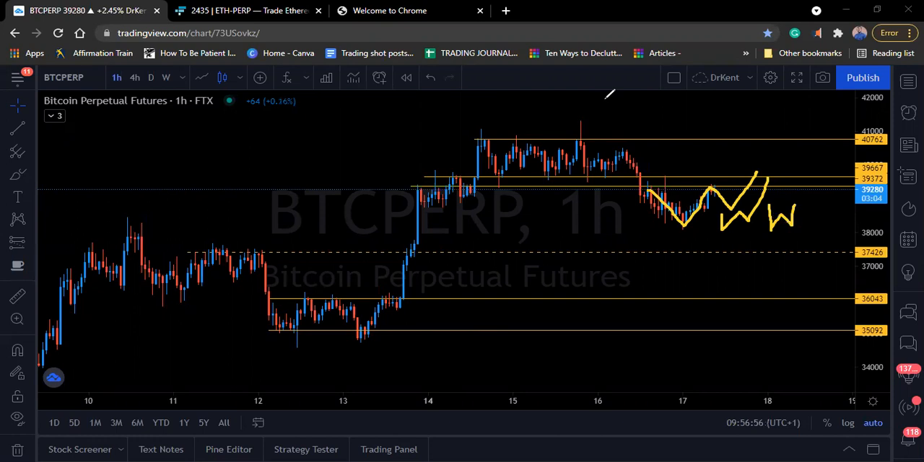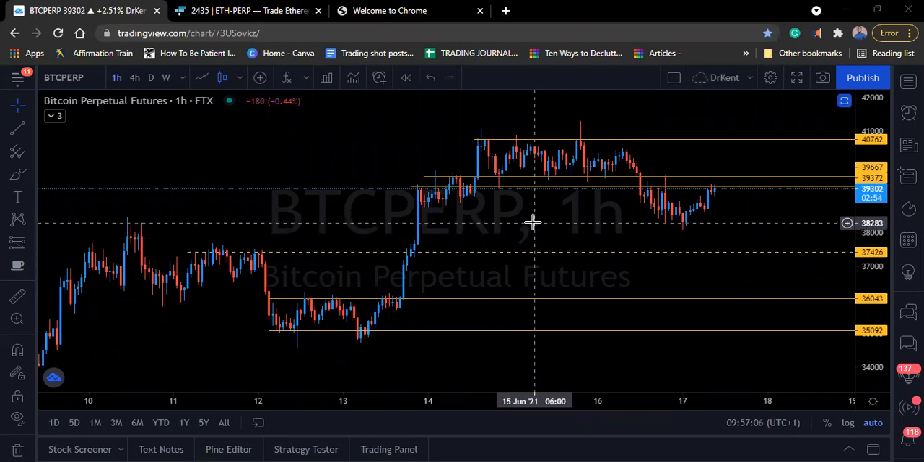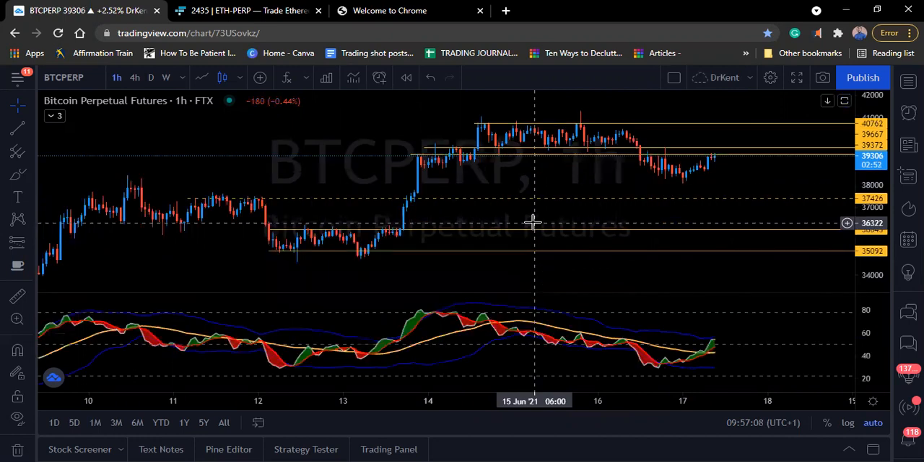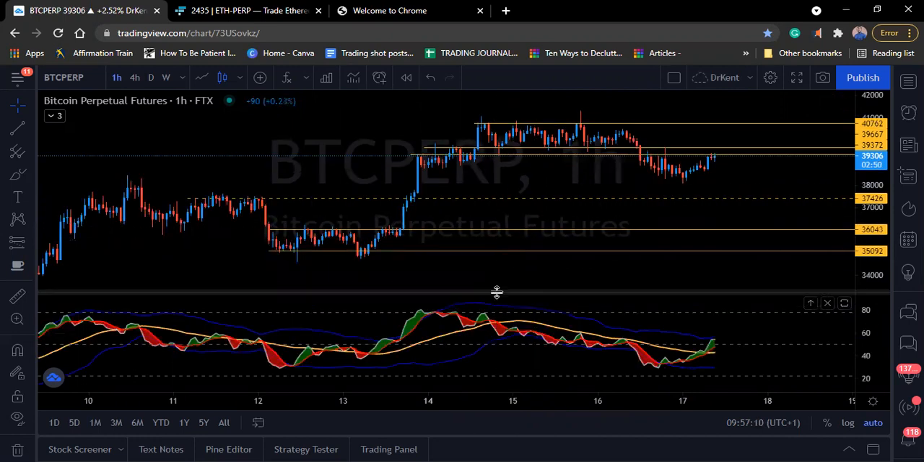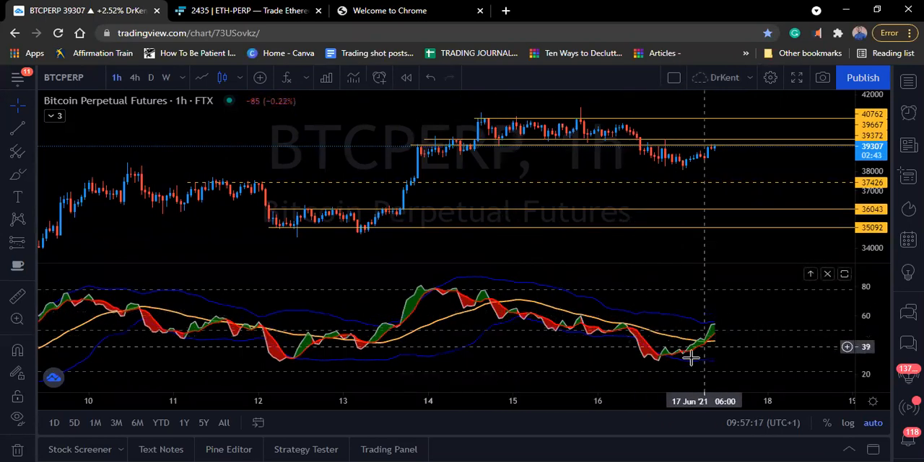And another thing that helps me gauge that is I use this indicator called TDI. I know a lot of people don't use indicators. I have it on my chart as an extra filter. It doesn't mean I have to use it all the time. So this is the TDI. TDI is just a complex RSI that has price filters.